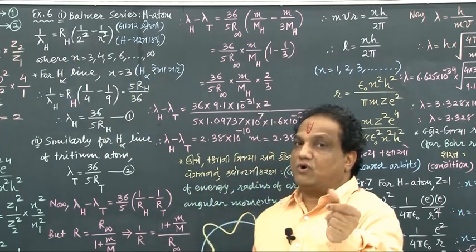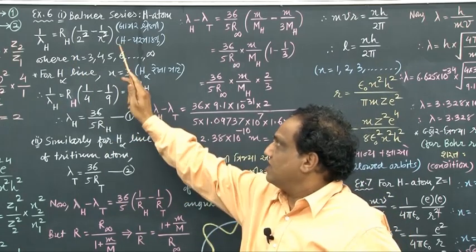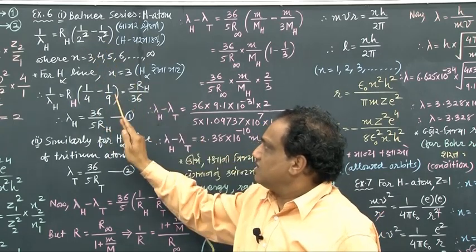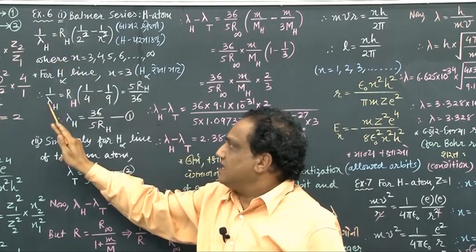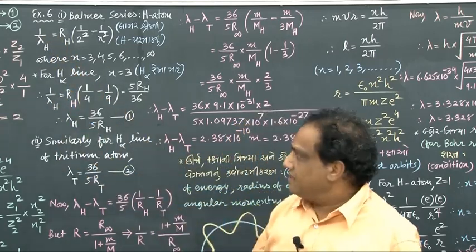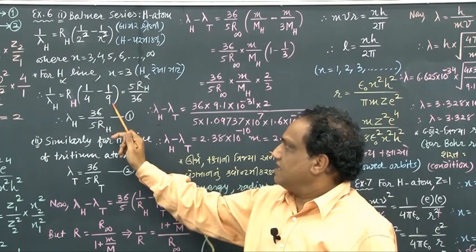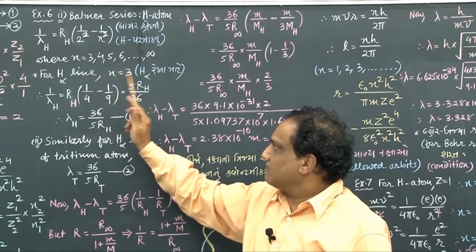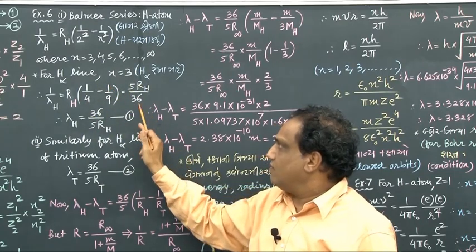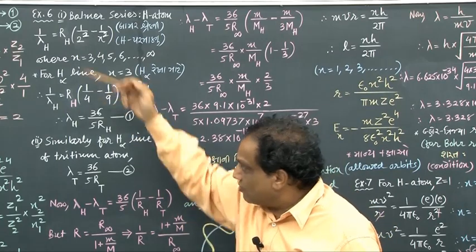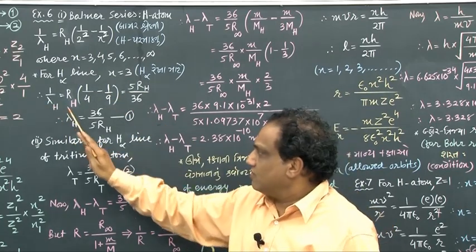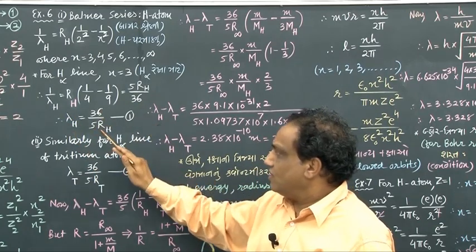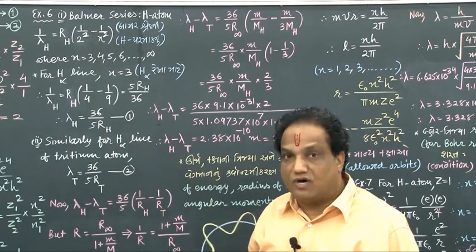You are talking about the H alpha line, for which n equals 3. Put it here, n equals 3. Now 2 square is 4 and 3 square is 9, with 1 upon lambda H as it is and RH as it is. Just simplify. LCM will be 36. Here it will be multiplied by 9, and here by 4. 9 minus 4, that is 5 into RH upon 36. Take the reciprocal now. You will get lambda H equals 36 upon 5 into RH. Give it equation number 1.